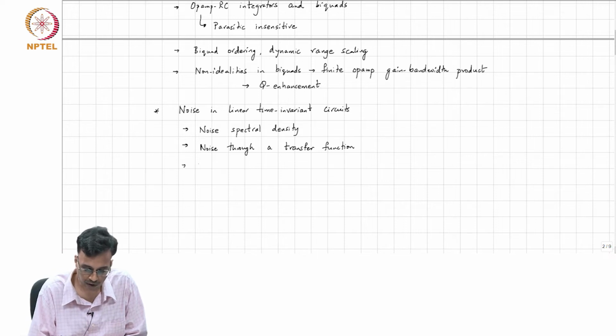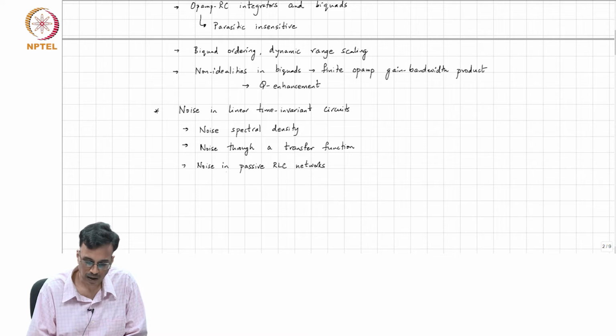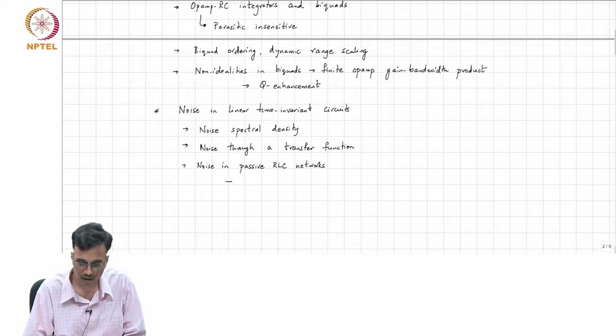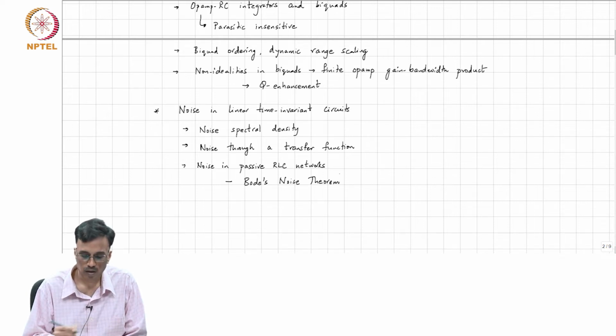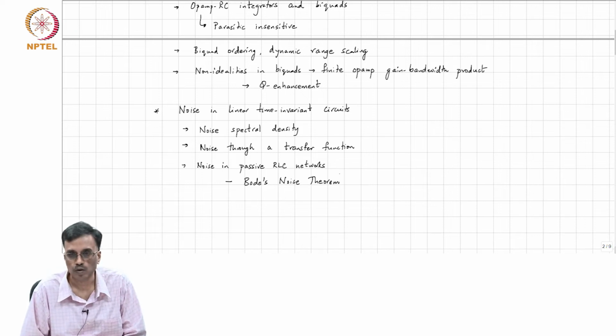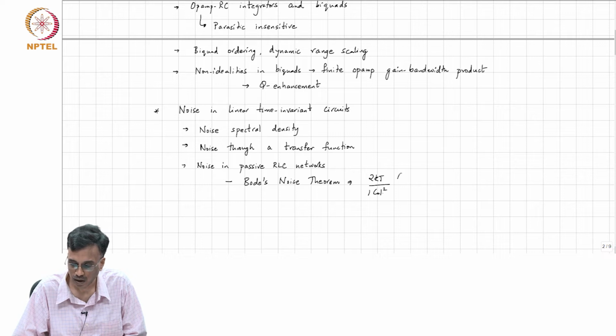Then we learnt about noise in passive RLC networks, and learnt that if you are only interested in the total integrated noise, you can do it very easily using what is called Bode's noise theorem, and it can be seen to be a B 2 k T by 1 Coulomb square times E 0 minus E infinity.